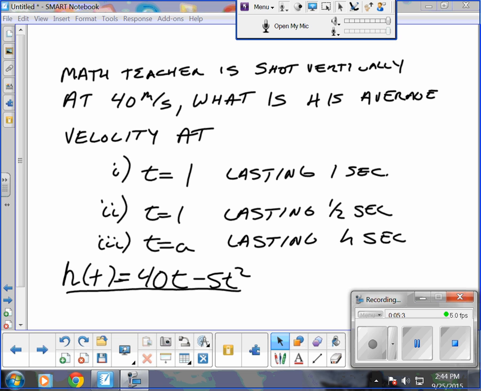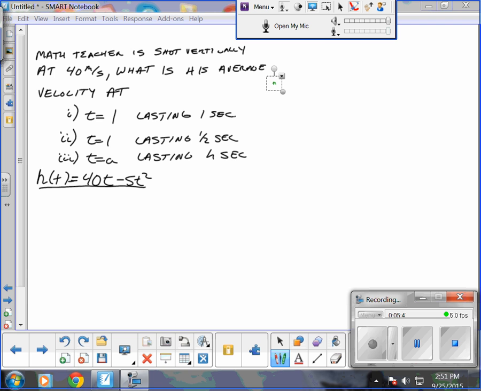The position of the math teacher is h of t equals 40t minus 5t squared. Guys, this is absolutely a secant, and then we're going to add another section of this where I ask you for the tangent. We're going to do average, and then we'll do instantaneous. So we got this function, and the first thing I hope you recognize is that it's a parabola opening down.